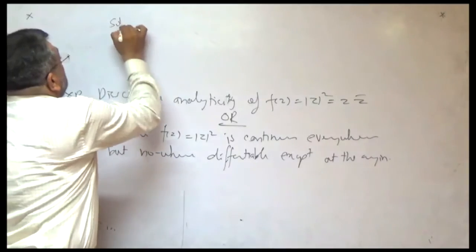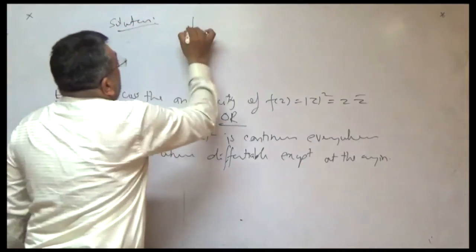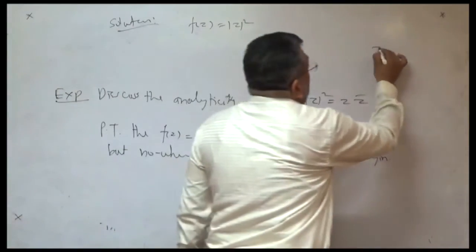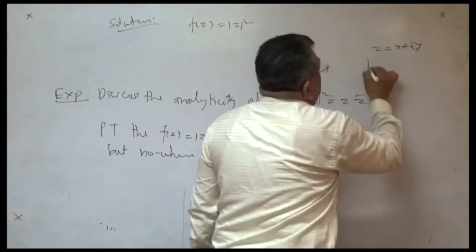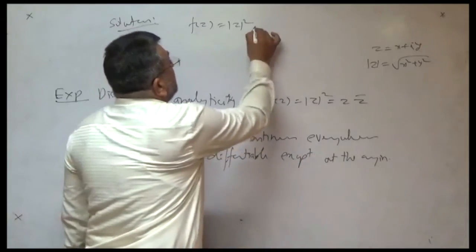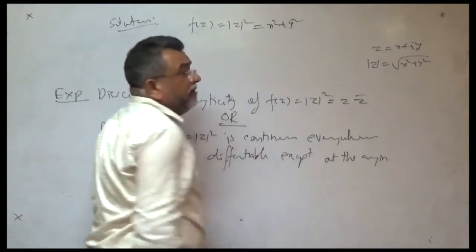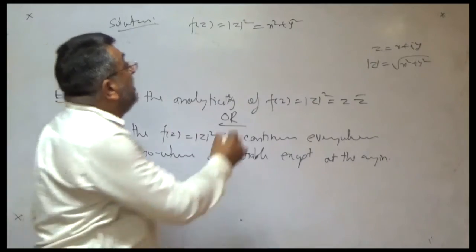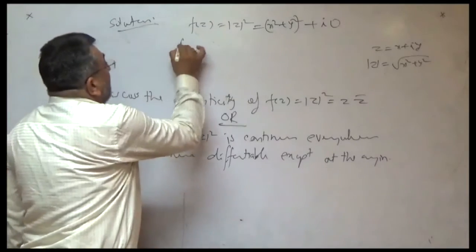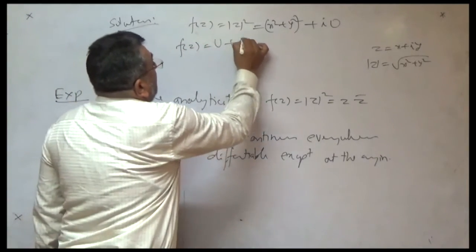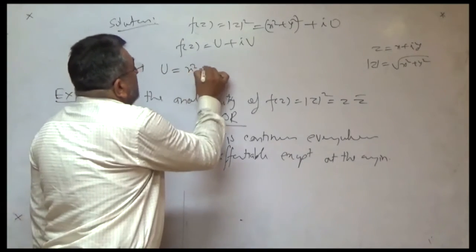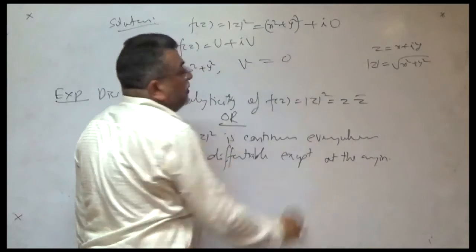What is the solution of this question? Here, the function is f(z) equal to mod z square. You know that here z equal to x plus iy, and mod z means under root x square plus y square. So mod z square is x square plus y square, right? This is a purely real function. If we compare it with the original function f(z) equal to u plus iv, here u is x square plus y square and v is 0.